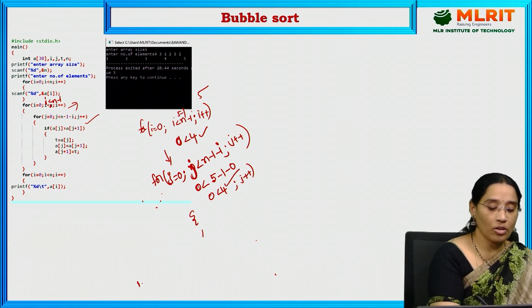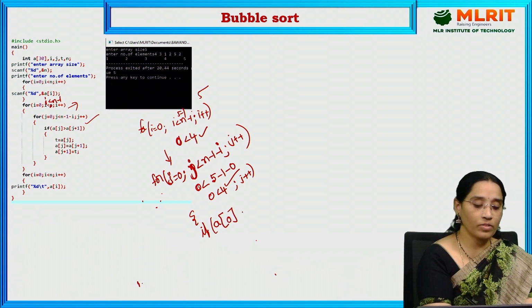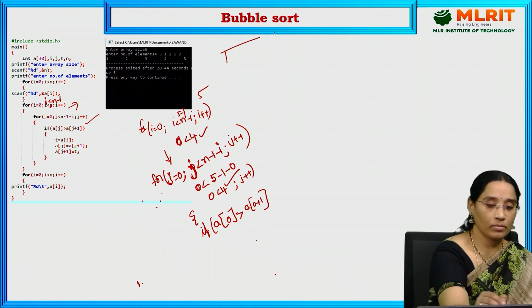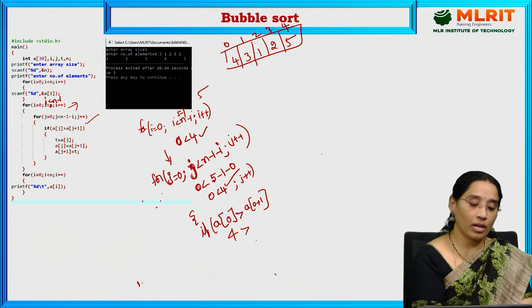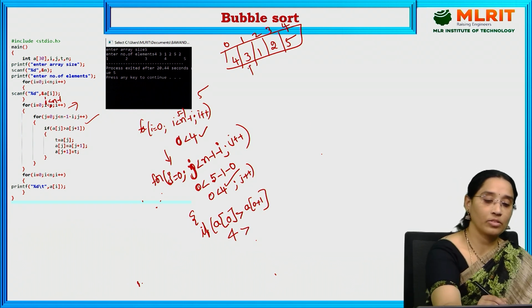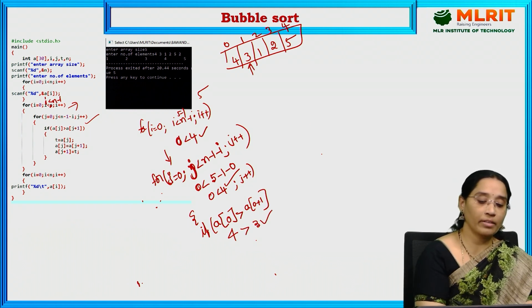So what is the logic here? If a of j, a of 0, is greater than a of 0 plus 1. A of 0 is 4. 4 greater than a of 0 plus 1, which is 3. 4 greater than 3, condition true.